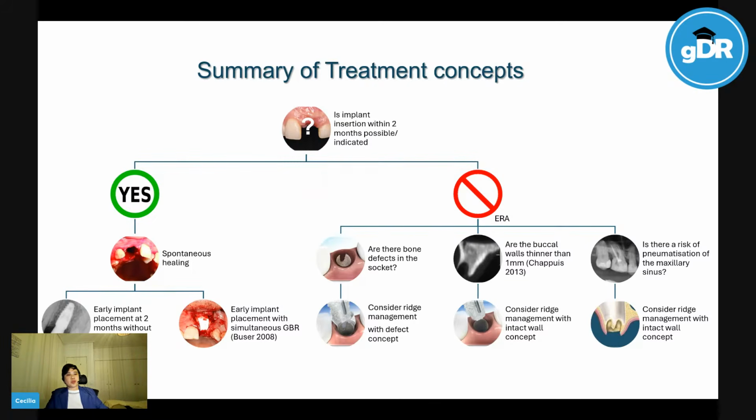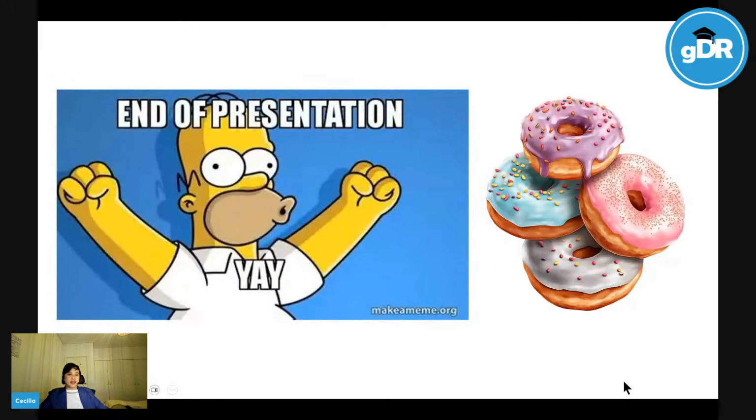If it is not possible, then we graft. That would be the ridge preservation that I talked about: putting bone in, building it up, managing the ridge. And if it is possible, then we wait 2 months, we place, and at placement, if necessary, we graft at the same time, which I would suggest is an advanced technique. And that's the end of my presentation.